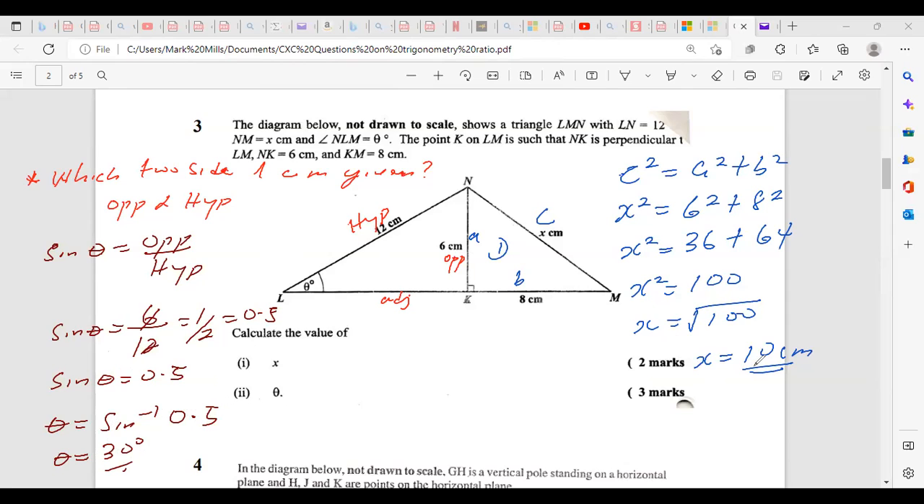Two marks for the Pythagoras theorem question. Everybody see that? Then 3 marks for the trig ratio question. So easy 5 marks if you know what you are doing. Just remember that the Pythagoras theorem, you use it when you are given two sides and want to find a third side. If you are given two sides and want to find an angle, ask yourself which two sides I'm given. You identify those two sides, use the ratio, find the inverse of whatever function you have been given, and that is it.